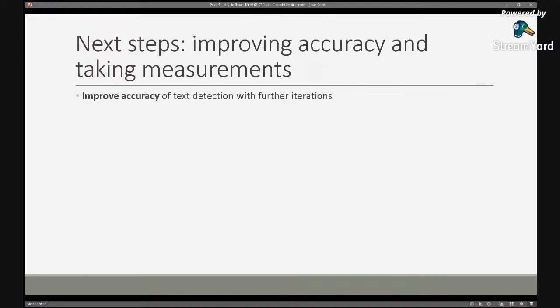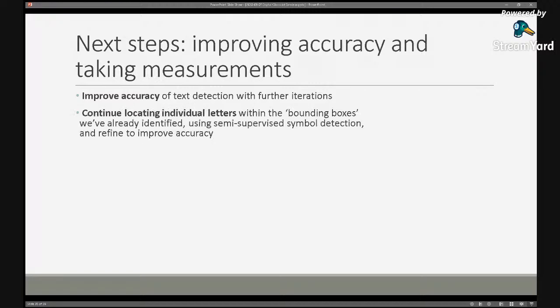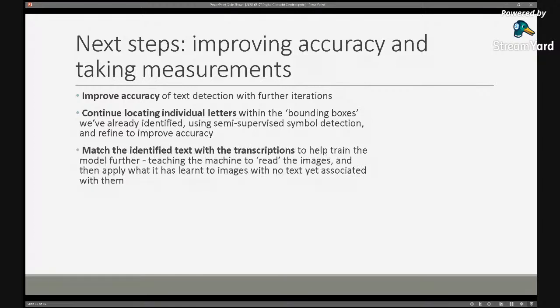The idea then is that we're going to continue to improve the accuracy of the text detection. We're going to locate the individual letters within those bounding boxes and refine that to improve the accuracy. So keep doing further iterations of the machine learning process. We're going to hopefully match the identified text with the transcriptions that exist in EDH. All of the inscriptions in the Epigraphic Datenbank at Heidelberg are available as epidoc.xml, and so we can use that to essentially teach the machine to, in inverted commas, read the image.